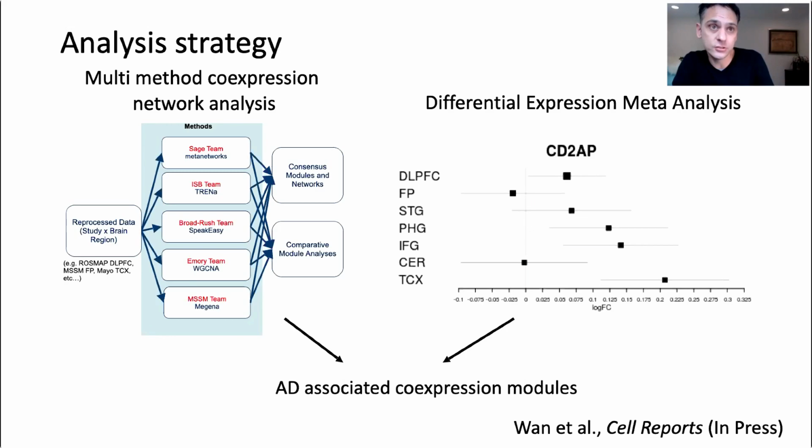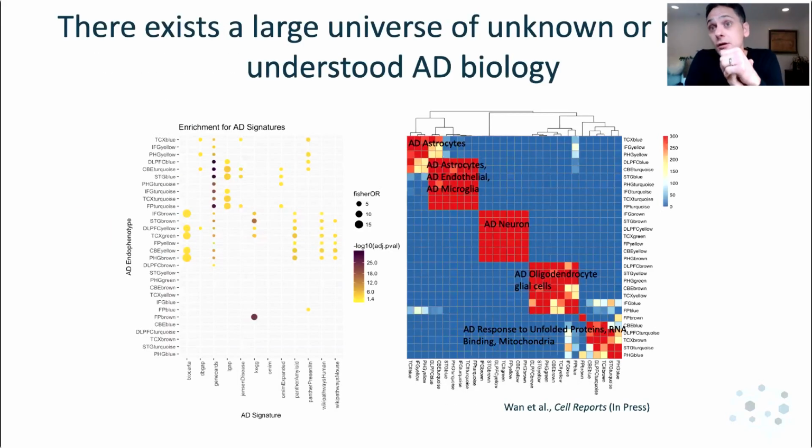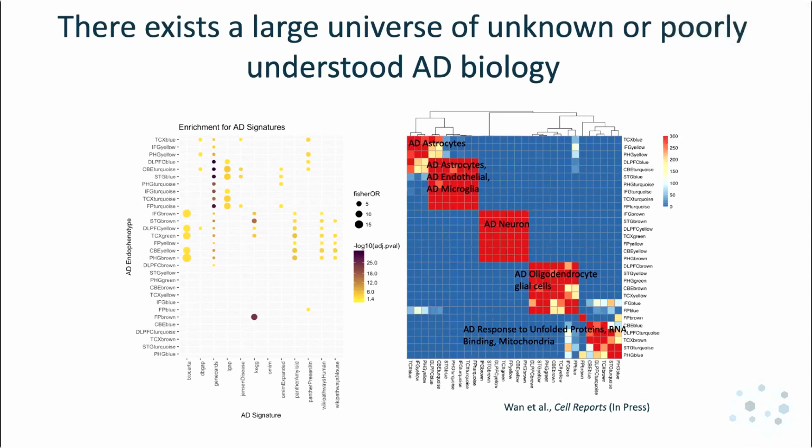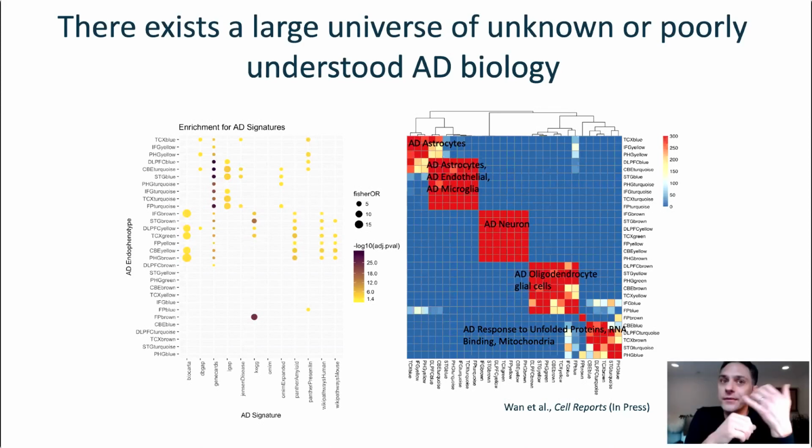And then combining these two, we ended up seeing that there was actually a large amount of overlap between each of the groups. And this is looking at the consensus networks, and those consensus networks corresponded to known AD biology. So for example, cell-specific AD biology, as well as general AD biology.